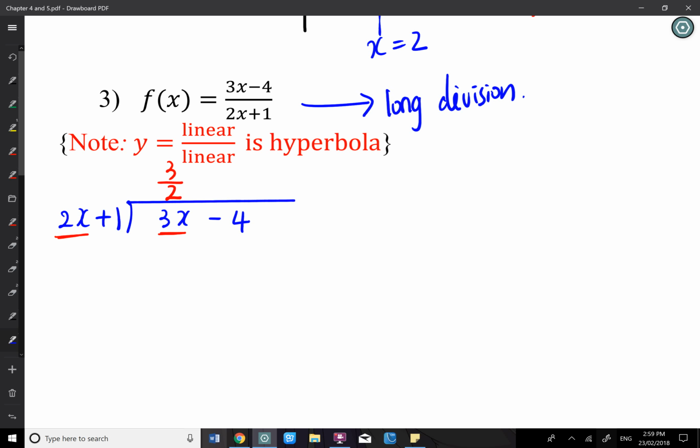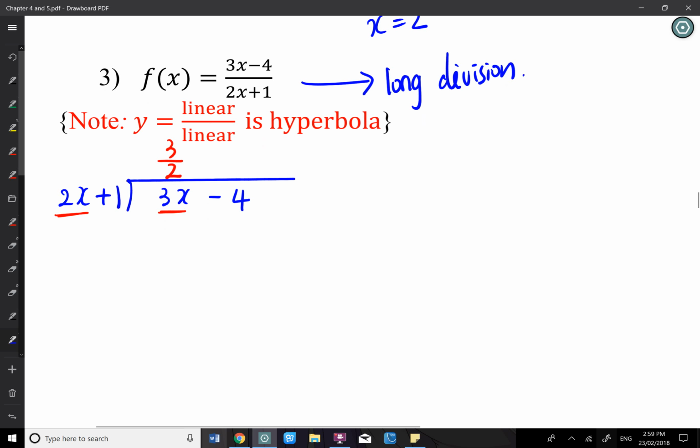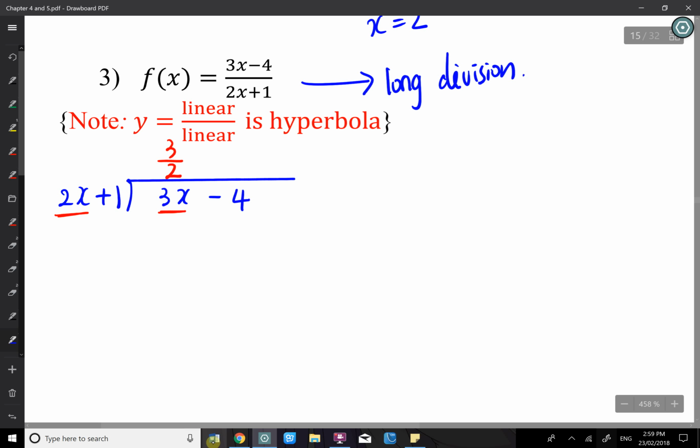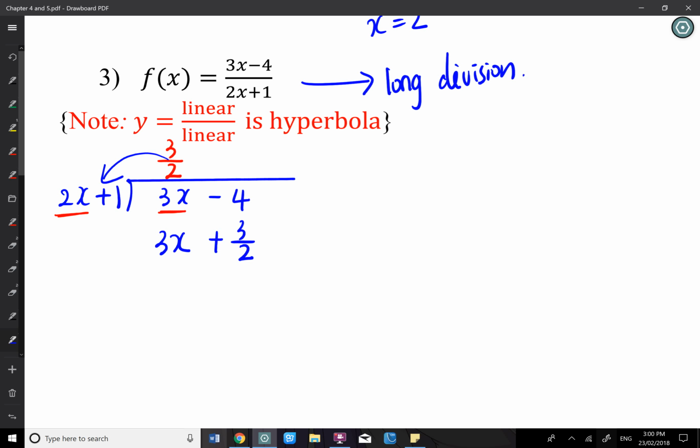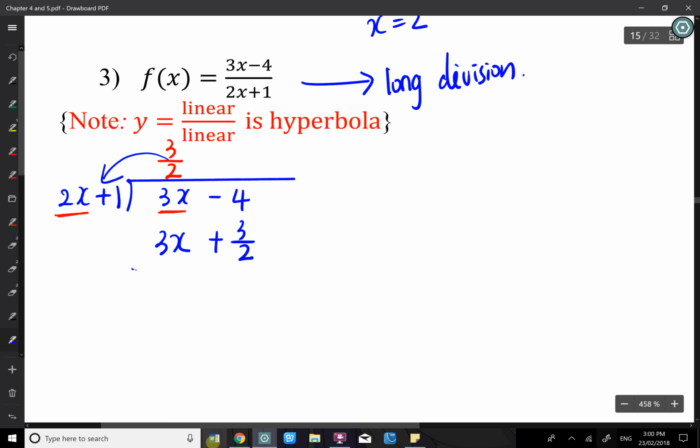I've taught long division for so many years, doing it this way. 3 over 2 times this expression here, you will have 3x plus 3 over 2. You use that number you just wrote, times the dividend. Then you subtract between the two functions. Just be careful with the subtraction. It's a little bit terrible. Minus 4 subtract 3 over 2, so that will give me a minus 11 over 2.